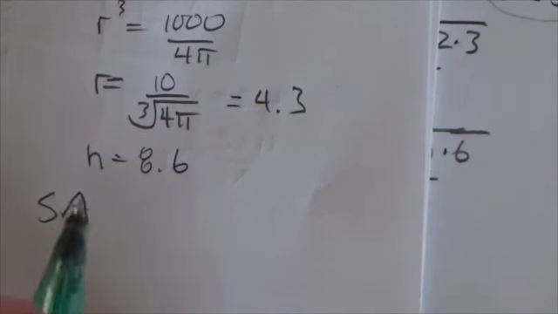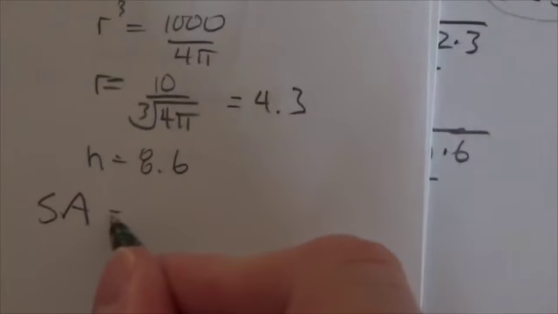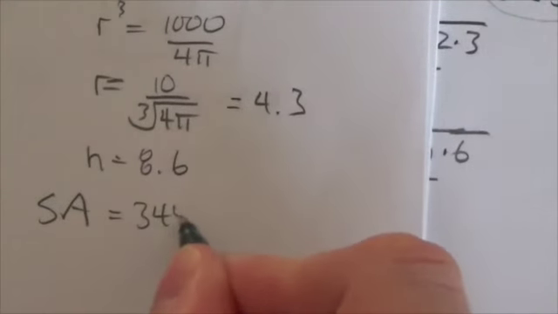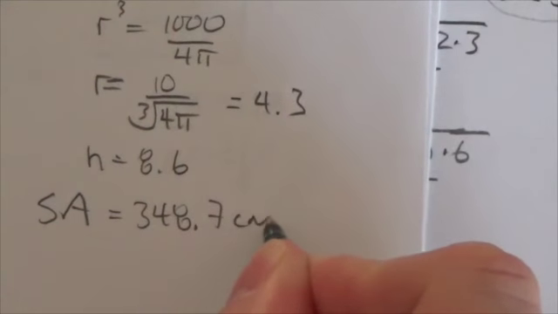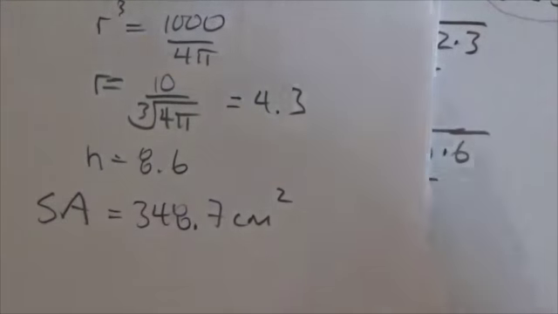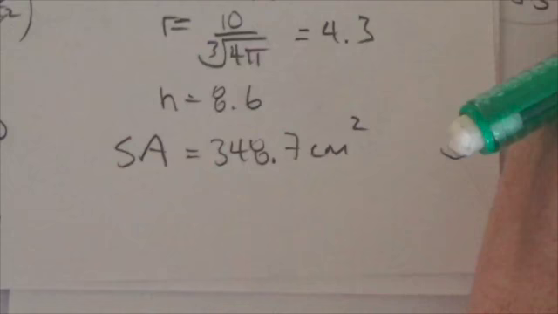And what I'll do here is make this 2 pi r squared plus 1,000 divided by r. And we get that our surface area will be 348.7 centimeters squared. Whoops, you're seeing an old question peek through.